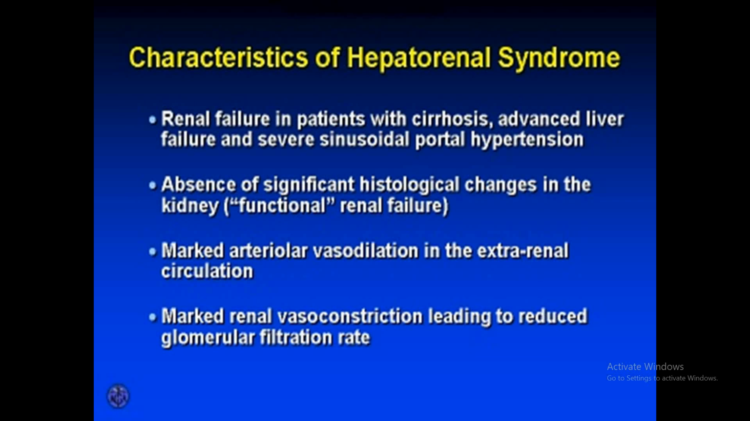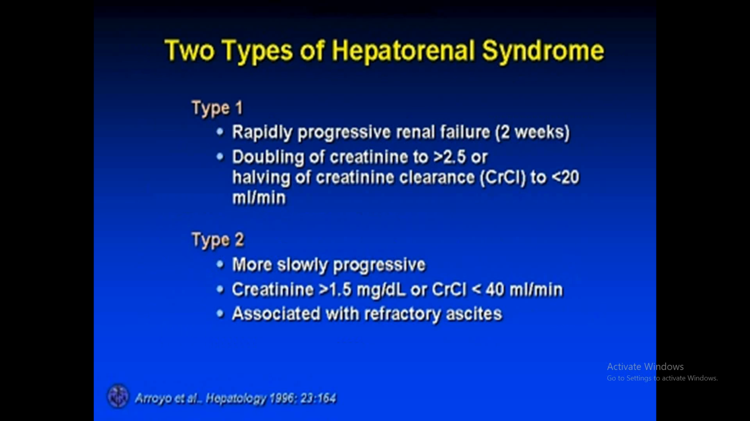Now, hepatorenal syndrome is a syndrome where there are certain substances, they don't know how it occurs, which are released from the high portal blood pressure and act on the kidney. The important thing is that there is type 1 and type 2. Type 1 is rapidly progressive renal failure, doubling the creatinine levels, and type 2 is more slowly progressive.